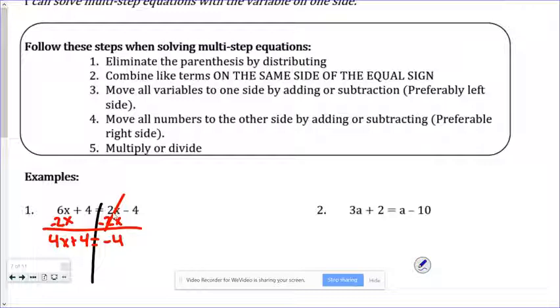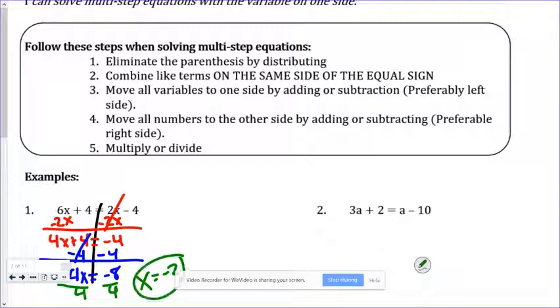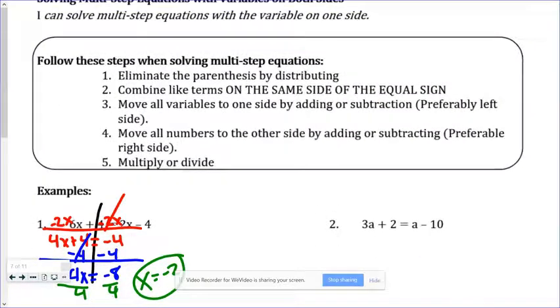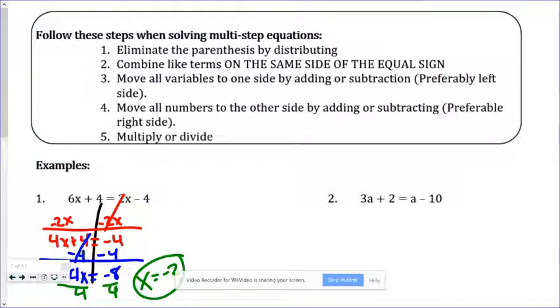Now I just solve it like a two-step equation. I'm going to move over the 4. So those cancel. So then I have 4x equals negative 8. Then I divide by 4. So x equals negative 2. All right. So we're going to go down here. Oops, sorry. Here's my scroll.